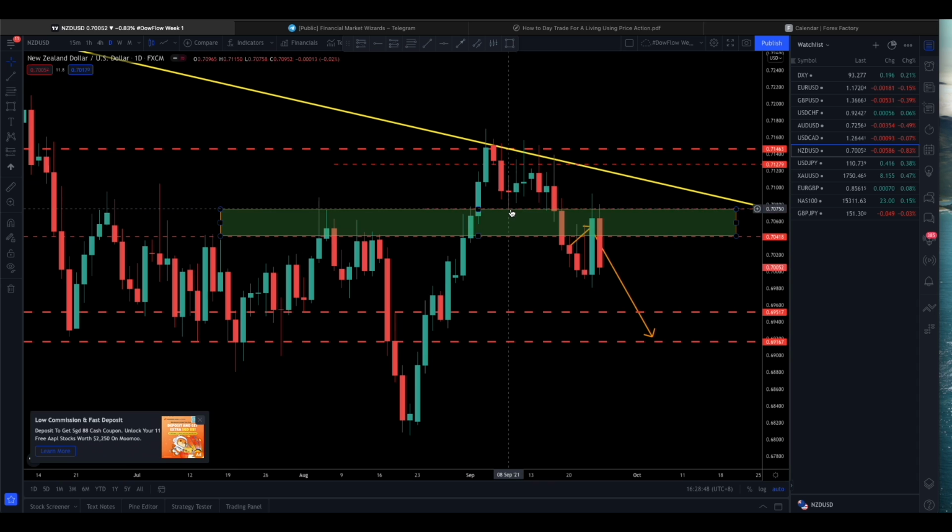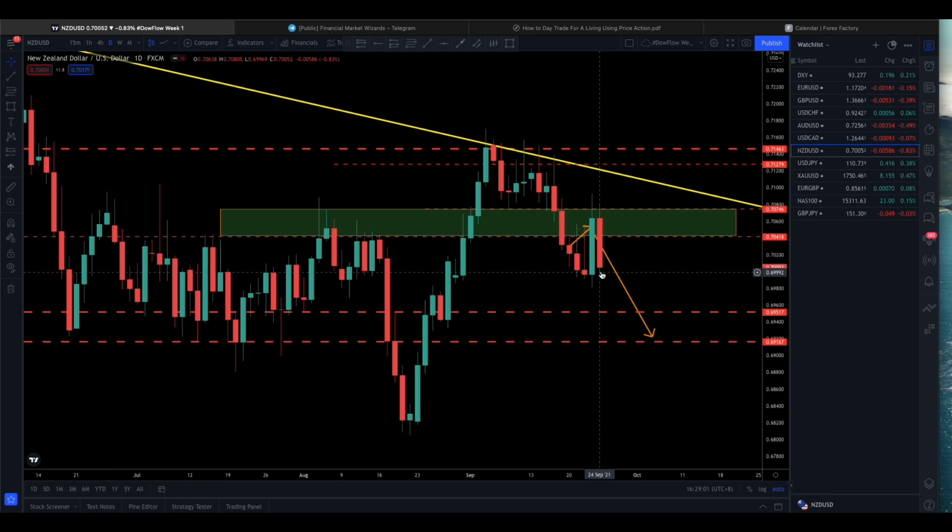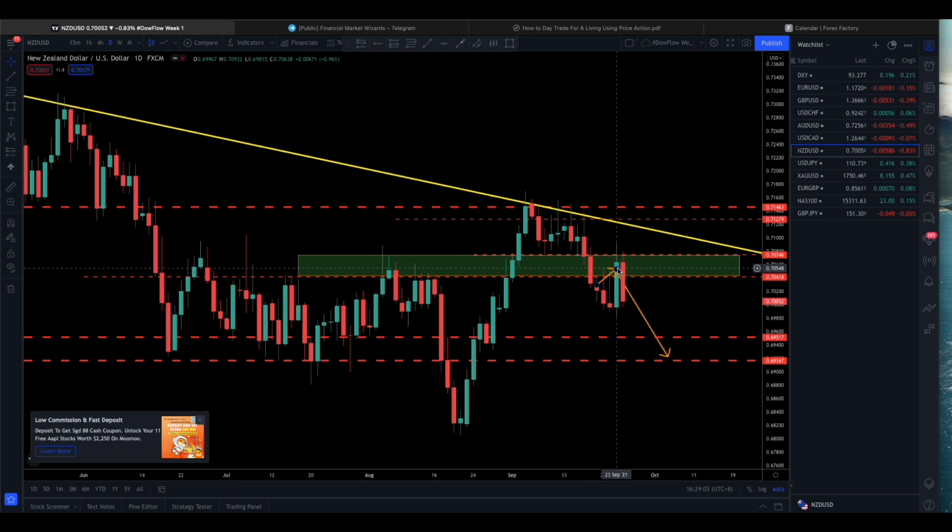So this neckline is broken, and actually on Thursday we got a spike into this level, and you can see that this level is still valid. This neckline is valid, acting as resistance. After the spike on Friday, we had this close right here. So price is resisted here and we want to go short.